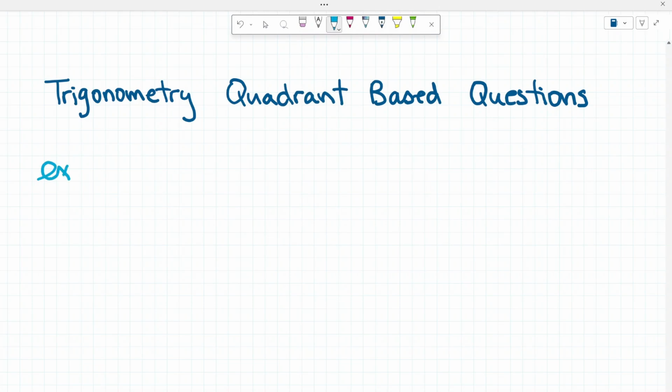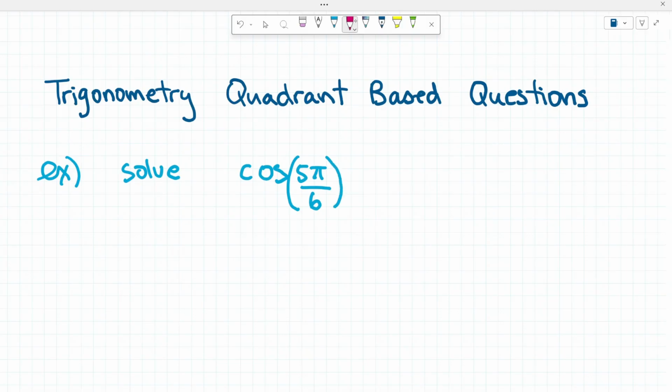So the first example we're going to do is we want to solve the following trig problem. So we have cosine of 5 pi over 6. In this case, we're going to be doing our problems in radians. So this, the 5 pi over 6, is our angle in radians that we're looking at, and we want to figure out what is the ratio corresponding to this angle.